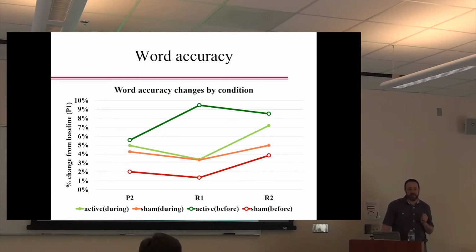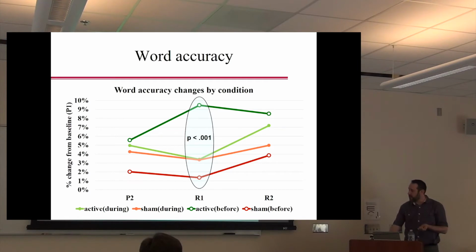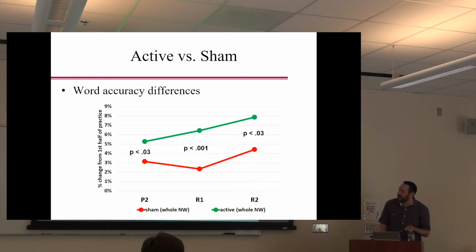When we look at word accuracy, we get essentially the same basic findings. So we get a bigger improvement for the active before group, for the group that's receiving active stimulation prior to the task, than any of the other groups, where it comes up as significant at that R1 time point. And again, if we were to look at active versus sham, it would look like active is always better than sham, but again, that doesn't quite tell the whole story with respect to this measure.